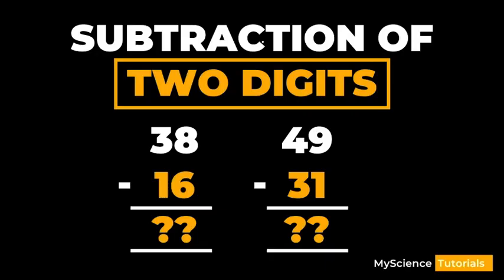Hello and welcome to my science tutorials. In today's video, we want to look at the subtraction of two digit numbers. So we want to first of all start by looking at a very simple example. Say we have 17 minus 15. What is going to be our answer over here?